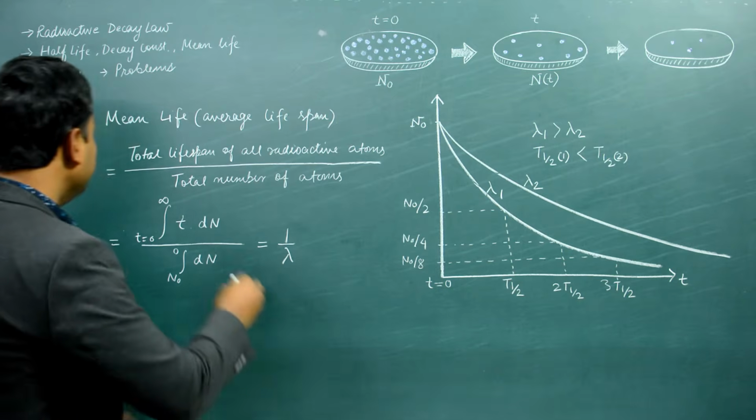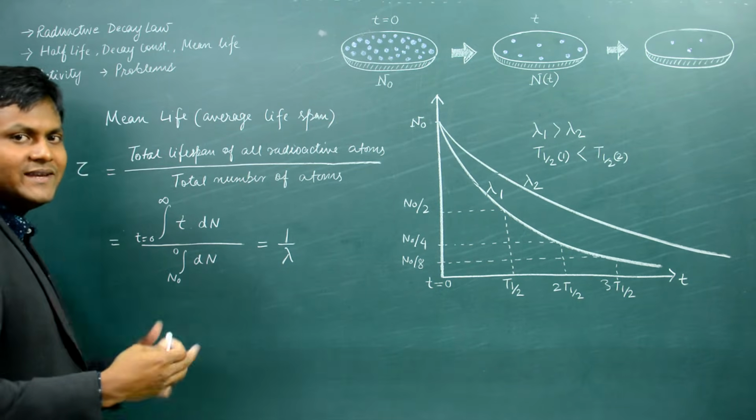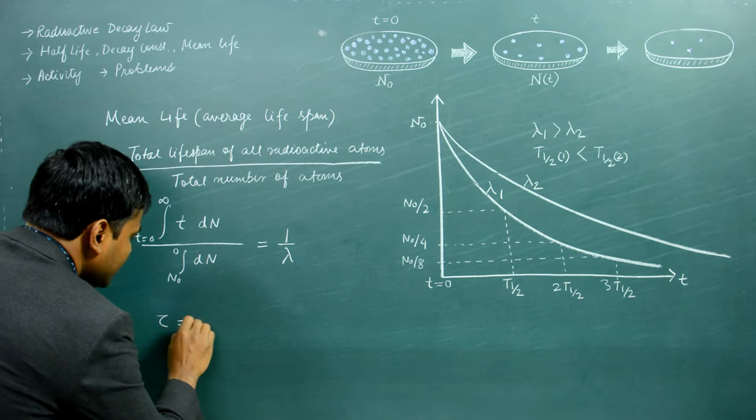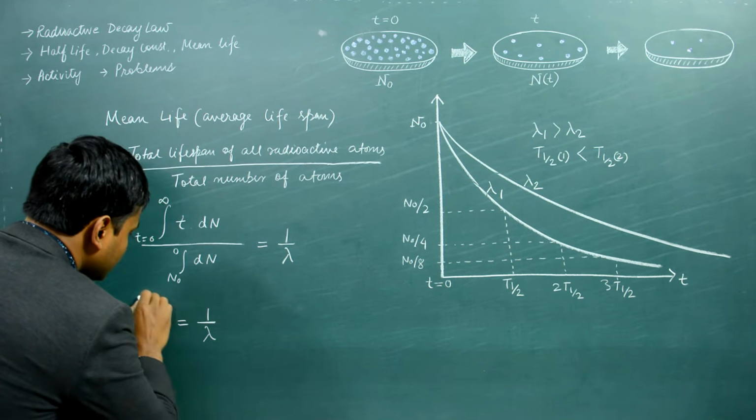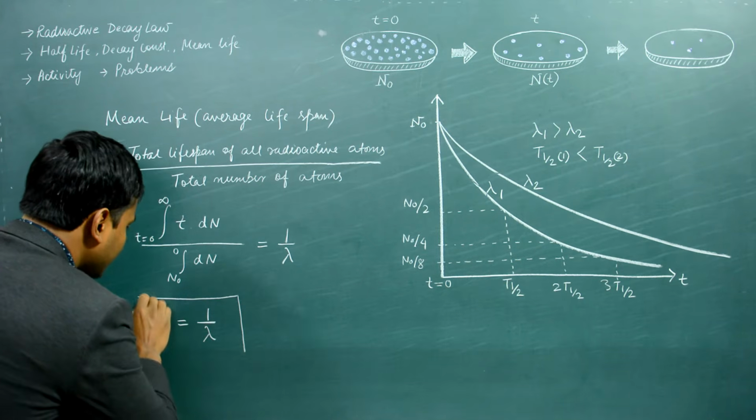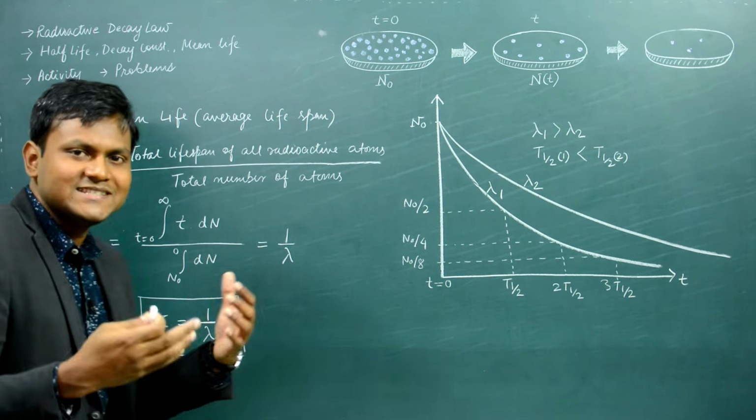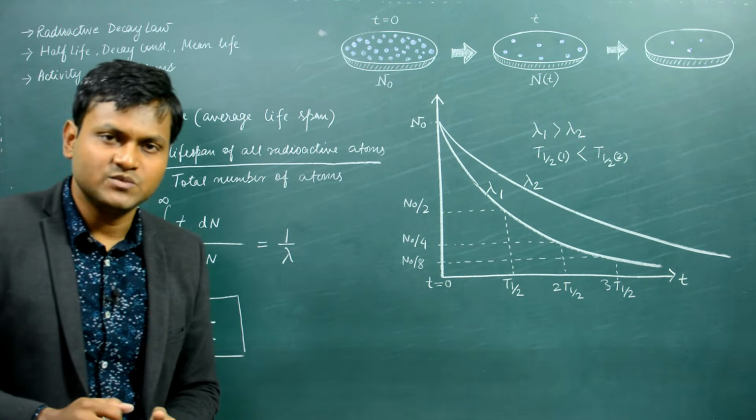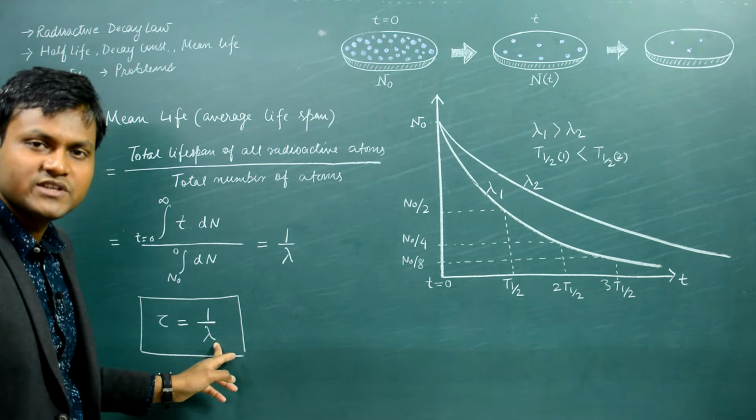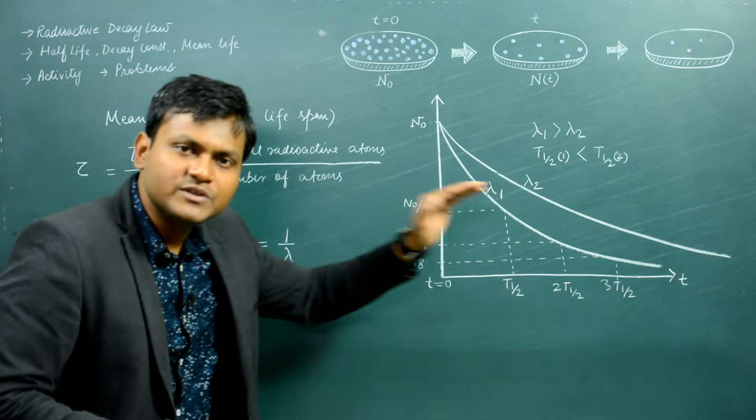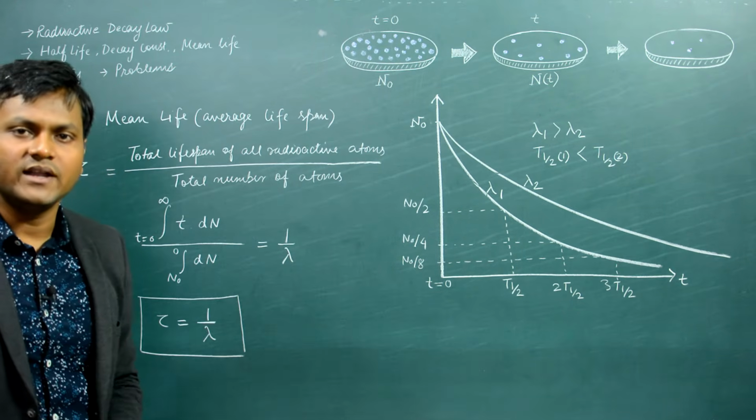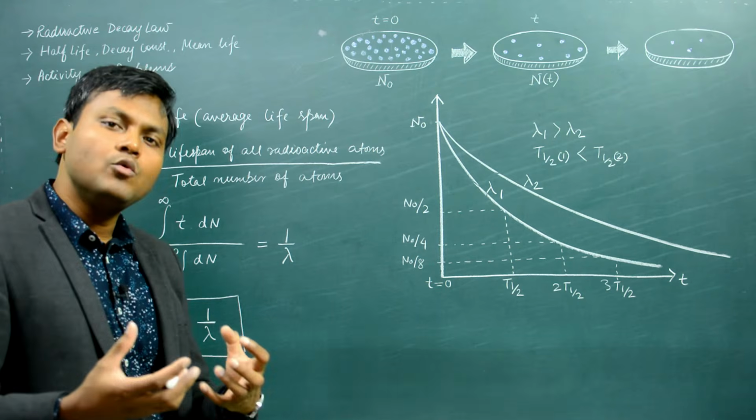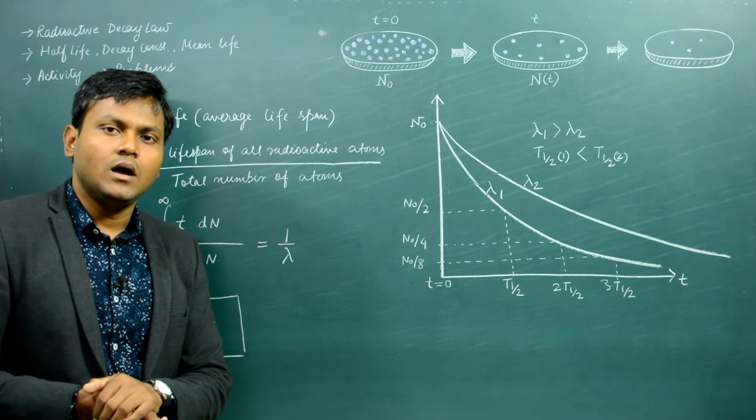So basically the mean life, which is sometimes represented by tau, is inversely proportional to the decay constant. It is kind of obvious because if the decay constant is large, the decay is going to happen fast, and the average lifespan is going to be small. If the decay constant is a small number, the decay is going to happen slowly and the average lifespan of all the particles will increase. So this is another parameter which tells us how the radioactive sample is going to behave.